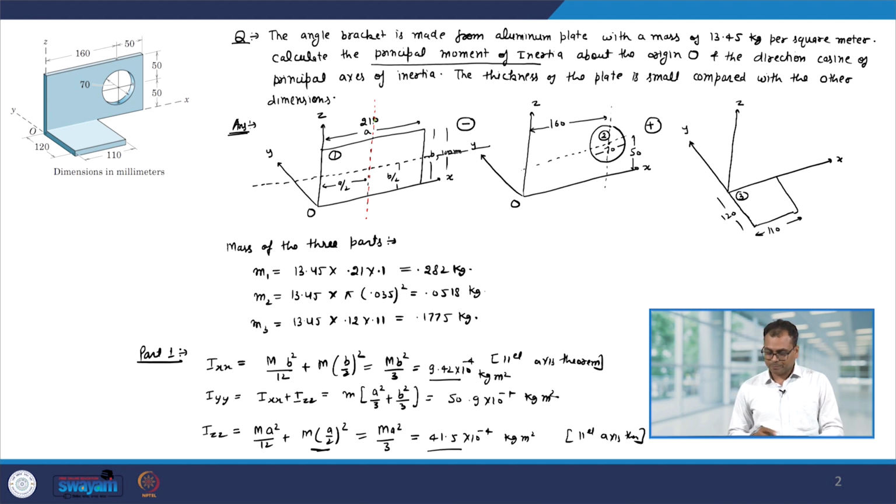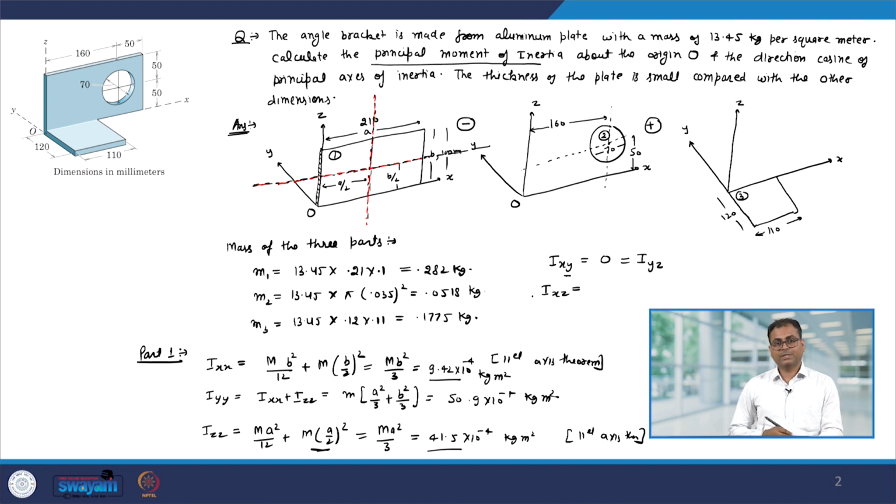Now, note that the thickness of the plate is very small. So, this thickness that you see here is very small. Therefore, y will be 0 in terms of thickness. So, the product of inertia Ixy will be m into x into y, but then y is small. So, therefore, that comes out to be 0. Similarly, Iyz will also be 0. Okay. Now, let us find out Ixz.